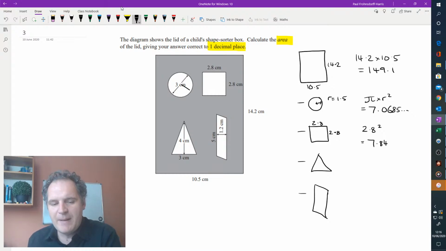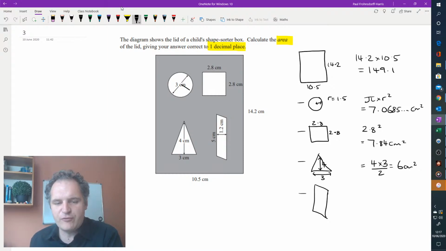This one, remember base times height and halve it. If you do not halve it, you have gone wrong. This is important. So it would be 4 times 3 and halve it, so the answer would be 6 centimeters squared.